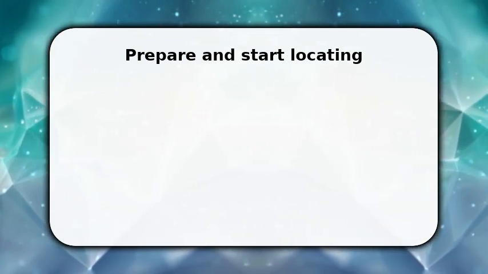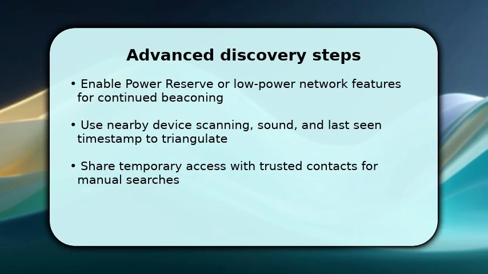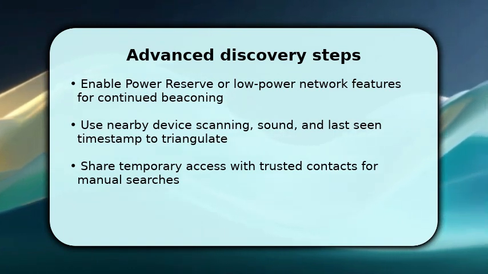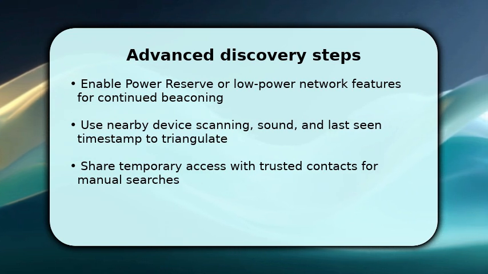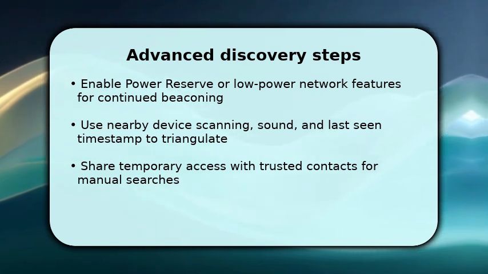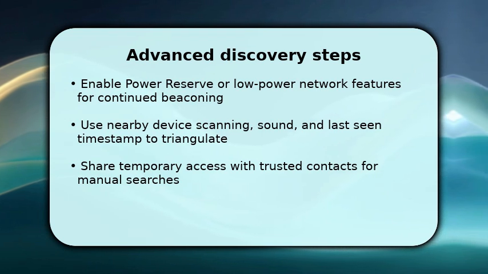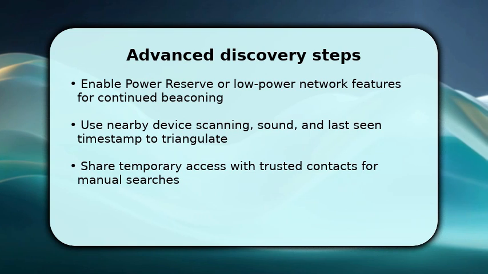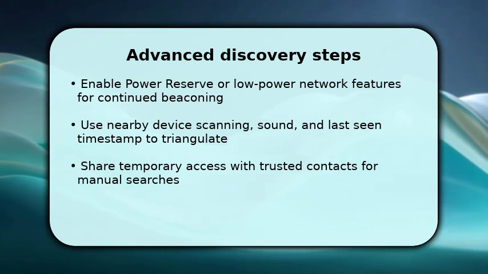Now you'll expand the search using advanced features. Enable any power reserve or low power network options so the device keeps broadcasting even with low battery. Next, trigger a sound or use the app's nearby scan to look for Bluetooth beacons. Check the app's last seen timestamp and network identifier to narrow time and place.